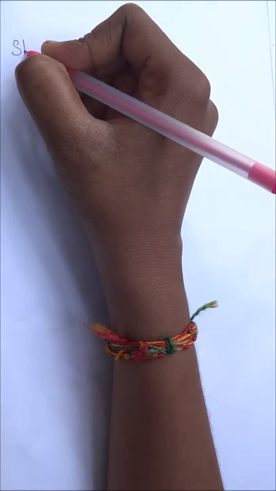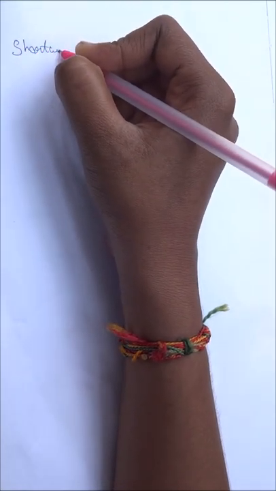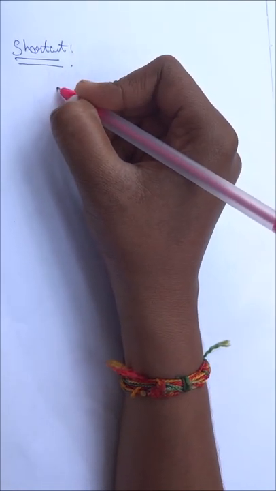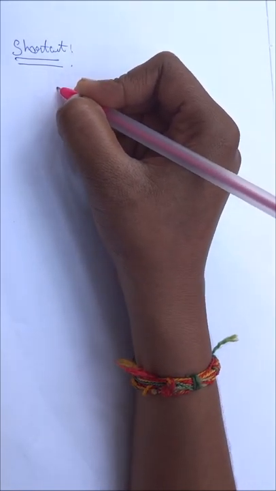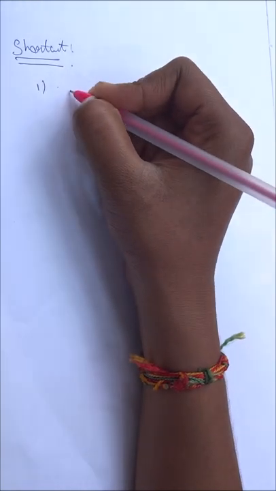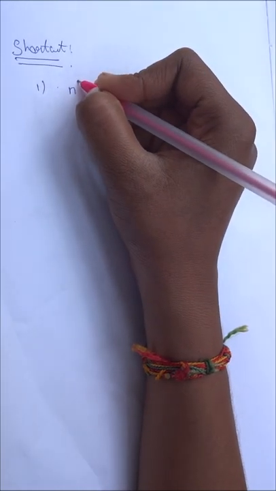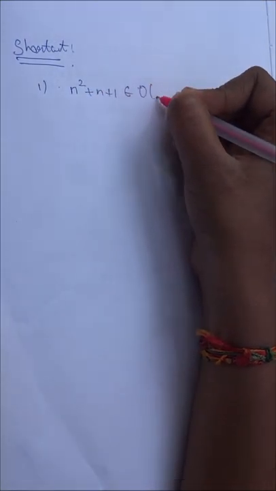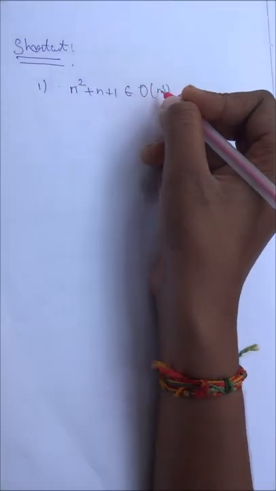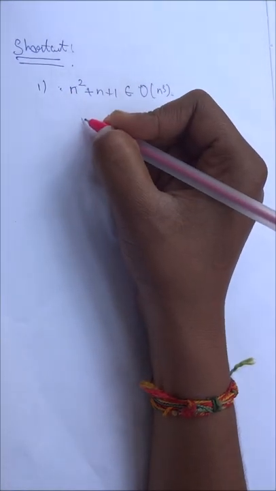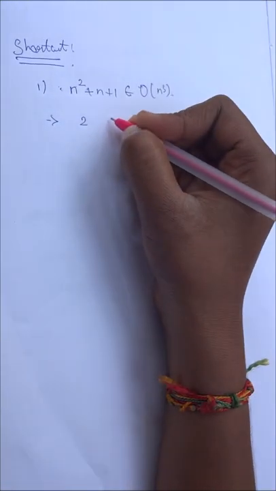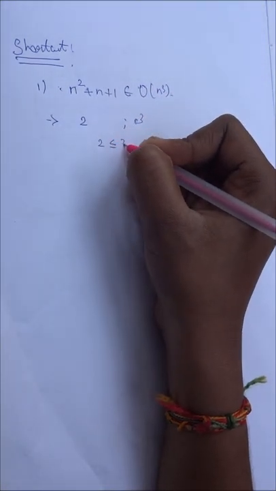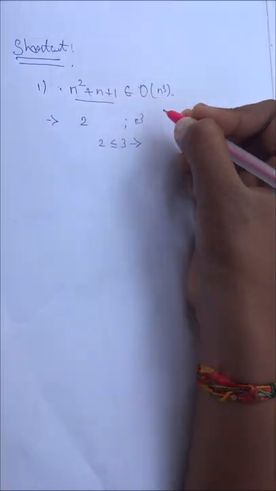There is a shortcut for this. We should compare the degree of f of n and g of n. Let's see one example. n square plus n plus 1 belongs to big O of n cube. Compare the order. This is f of n. F of n's degree is 2, and g of n's degree is 3. Obviously, 2 is less than or equal to 3. So the given statement is true.